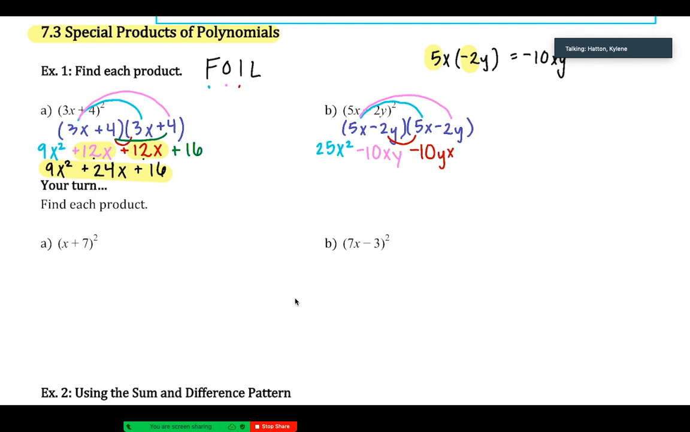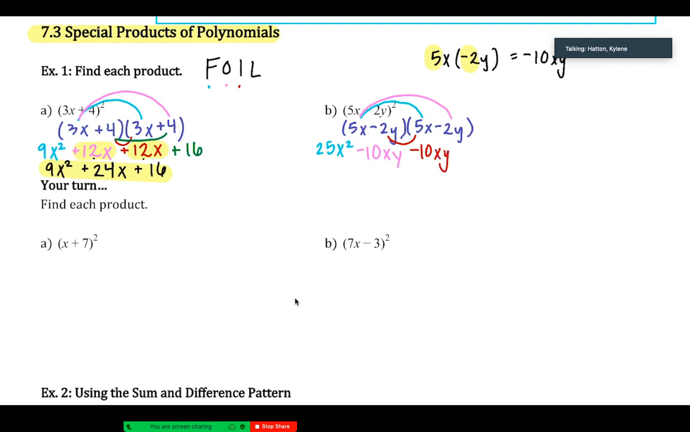It just sometimes gets confusing when we don't keep the order consistent because that makes it look like these aren't like terms, but they are like terms because they have the same exact variables to the same exponents. They just happen to be written in a different order. So I'm going to leave it as 10xy.